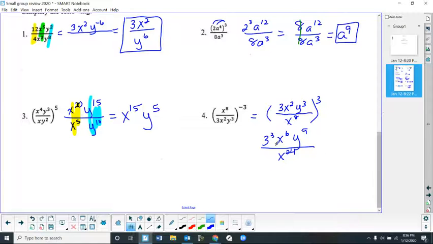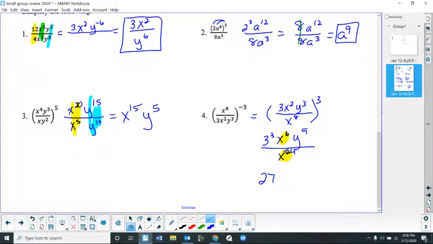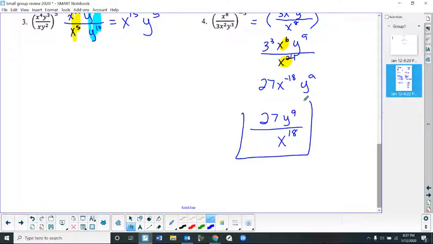Okay, 3 to the 3rd, 3 times 3 is 9, times another 3 is 27. Now, the only variables that I can simplify here are my x's. I have 6 on top and 24 on the bottom. So you could do 6 minus 24, which is negative 18. Or, just like before, you can think of this: if I have 6 on the top and 24 on the bottom, when I cancel 6 of them, I am left with 18 on the bottom. So you can either move it back down or you can think of it that other way.